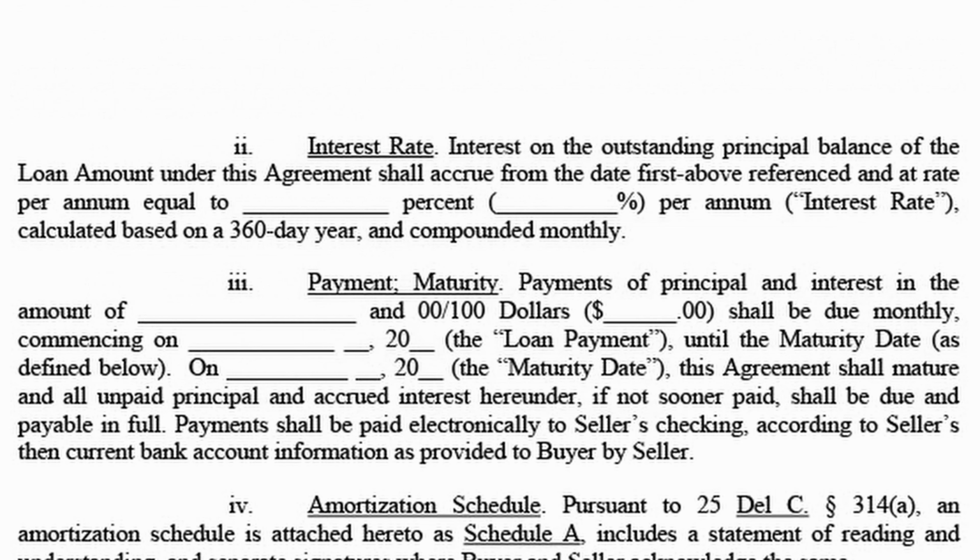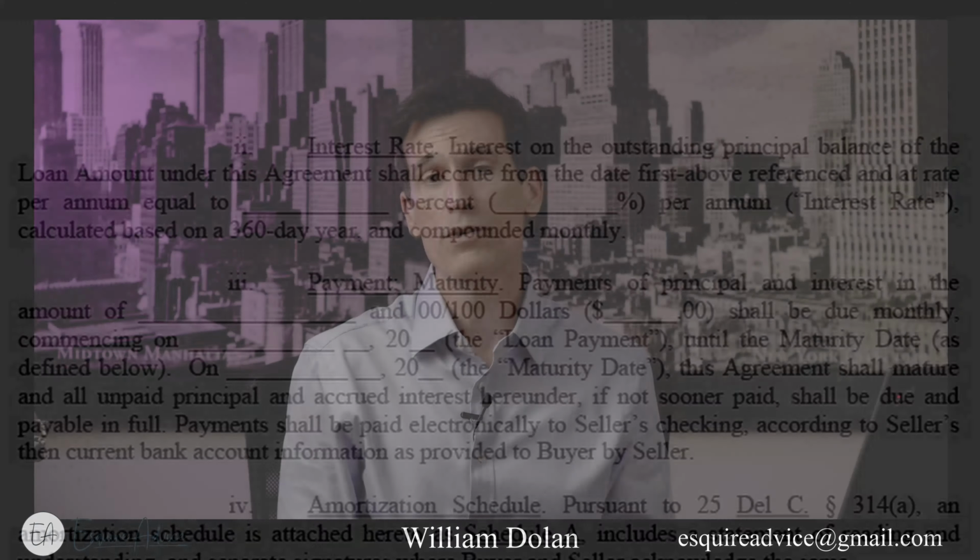Section 2B2 is the interest rate. This is where you're going to list what the interest rate is. Yes, you do have to identify an interest rate. So what that means is you're going to need to use an amortization calculator. You're going to need, when you're making this deal, to go online, type in the loan amount, type in the interest rate, type in the term, and figure out what the payment is.